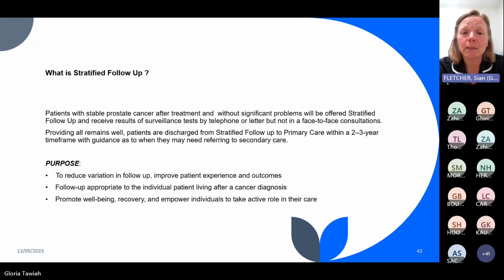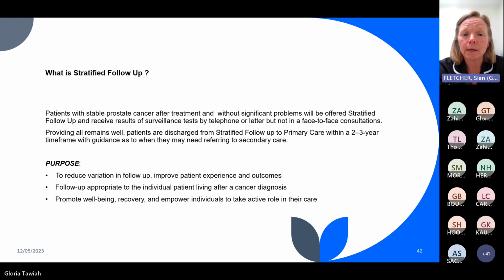And actually, we will be aiming to move our patients out into primary care for follow-up once they've completed treatments and they're stable, at possibly a 2 to 3 year time frame. Historically, we often have a 5-year mark, and certainly in Swindon, we're still following prostate men up for many years, even decades, to be honest. So we're trying to align the Thames Valley Cancer Network with some guidance around stratified follow-up. We're hoping that it will really streamline patient follow-up, improve their experience and outcomes.